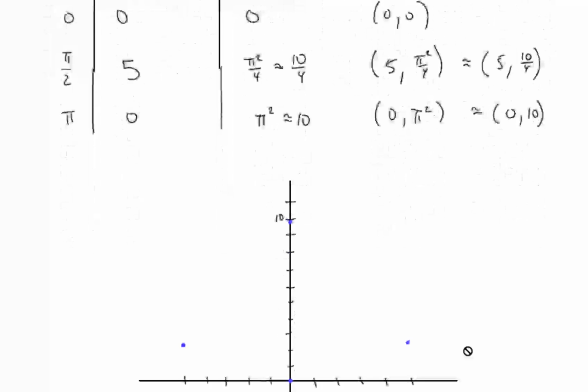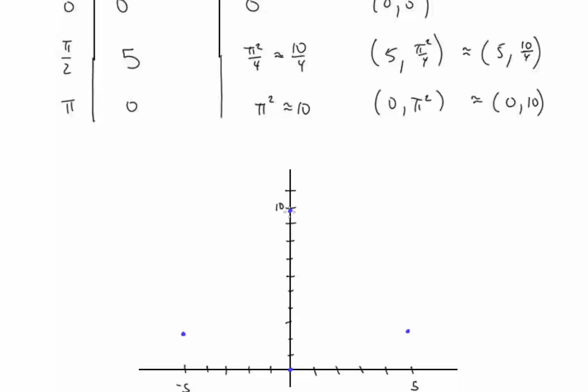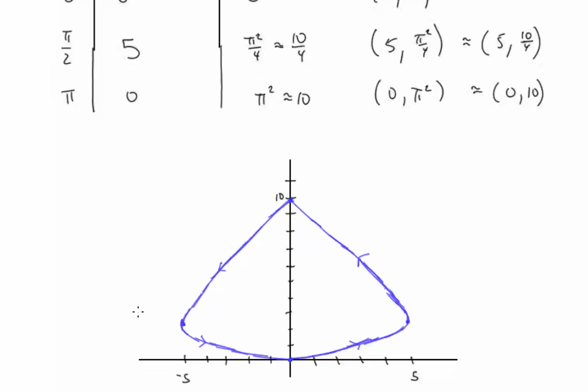So when we plot our points, we're here. We're starting at 0, pi squared. And then we're going to -5 comma pi squared over 4, then 0, 0, then 5 comma pi squared over 4, and then back to 0, pi squared. And so our curve looks like this. And again, we want to make sure we show the orientation, that is the direction in which t is increasing. And with this, we'll conclude our lesson on parametric curves.